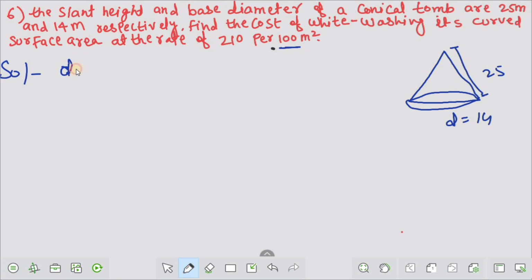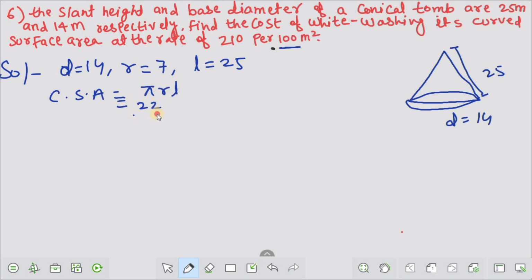D is equal to 14, which means R will be half of the D, 7, and L is 25. The curved surface area of cone is equal to pi RL. Pi, let's take 22 by 7, into R is equal to 7, into L is 25. Now 22 into 25, 550.